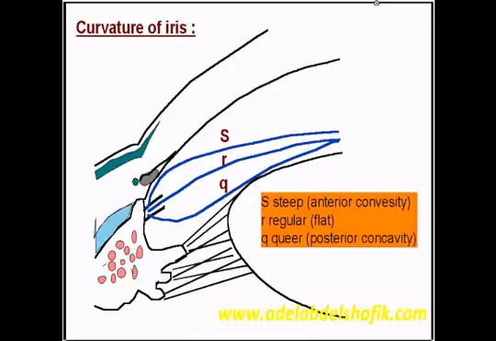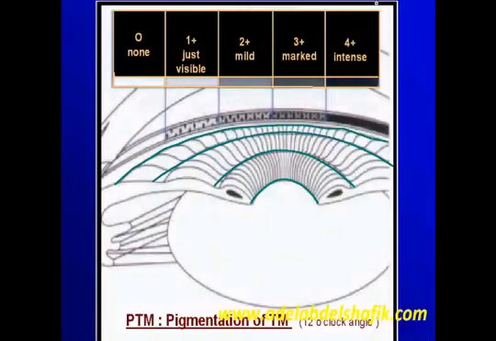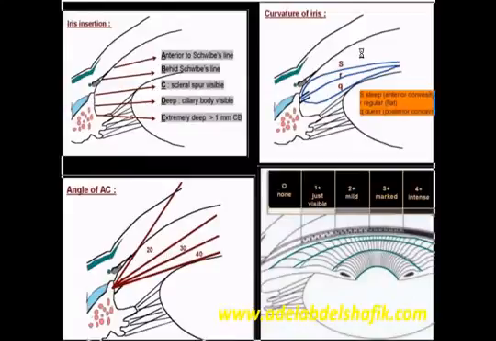And the curvature of the last part of the iris. Is it steep, meaning anteriorly convex, regular, meaning flat, or queer, meaning posteriorly concave. Then the amount of pigmentation seen at 12 o'clock can be 0 pigments or heavily pigmented, from 0 to 4. Then you get this classification, choosing, say, from here, C means scleral spur visible, and the angle is 20 degrees, and the last iris part is R, and the amount of pigmentation is +2. So this is his way to classify the angles.